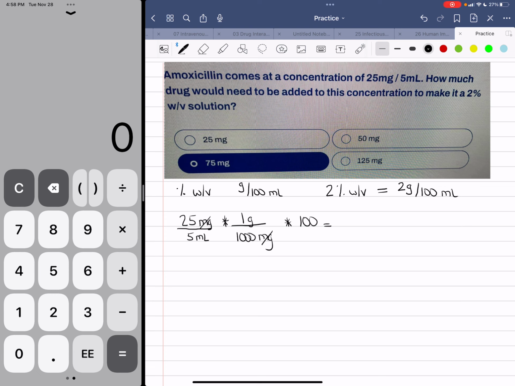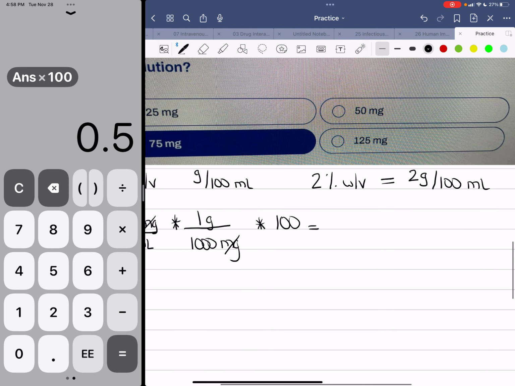And I'll use my calculator here. We're going to have 25 divided by 5 is equal to 5. We're going to divide by 1,000. And then we're going to multiply that by 100. And we are going to end up with 0.5% weight volume solution.